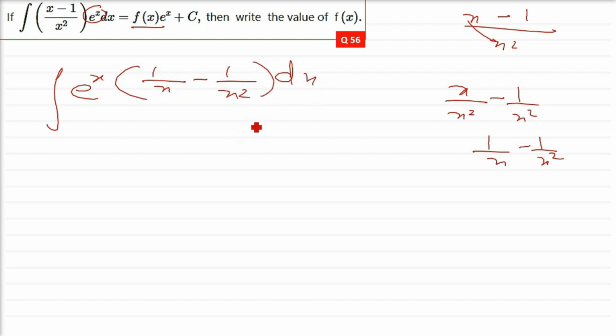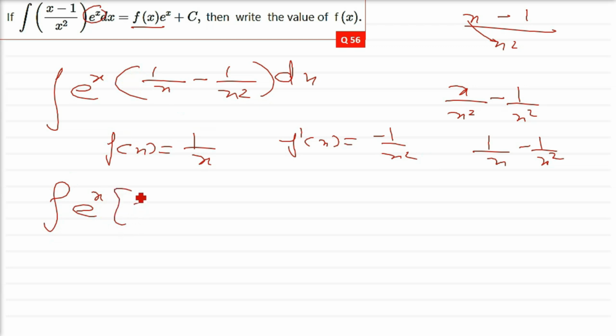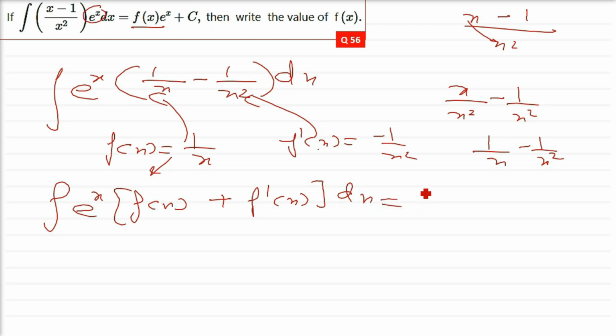Now you see that e raised x is already there, and f(x), if you consider it to be 1 by x, are you getting f dash x as the second term? Yes. f dash x is negative 1 by x square. So this integration can be written as e raised x [f(x) + f dash x]. So just add it and f dash x will come, and this is equal to f(x) e raised x. So the direct result of this integration is what? f(x) into e raised x.